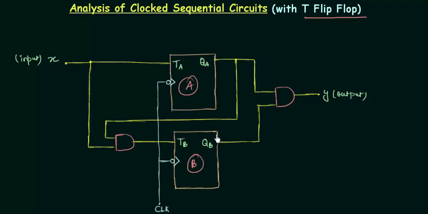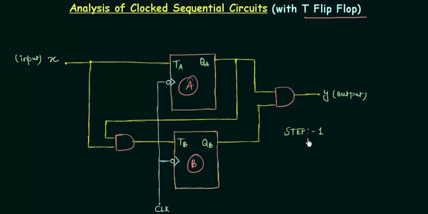Now in this case there are two combinational logics. The first one is this AND gate, which is the input combinational logic, and the second one is this AND gate, that is our output combinational logic. So you know these things already, I guess. So let's start with our step number one.